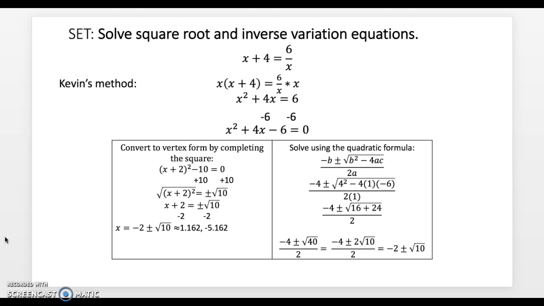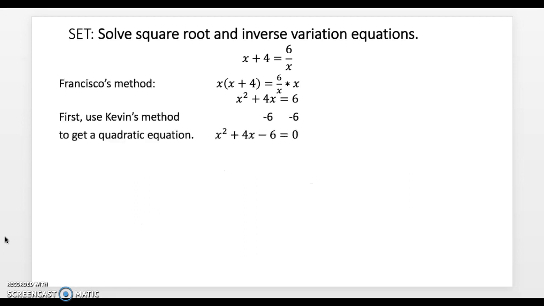And then that can be simplified to -4 plus or minus 2 times the square root of 10, all divided by 2, because 4 times 10 gives us 40, and the square root of 4 is 2. And then that gives us -2 plus or minus the square root of 10, which is exactly what we got in the other answer.